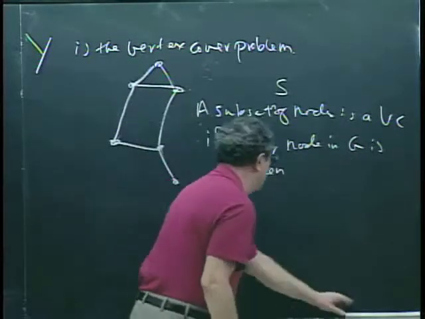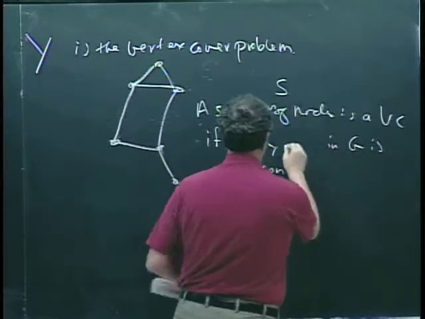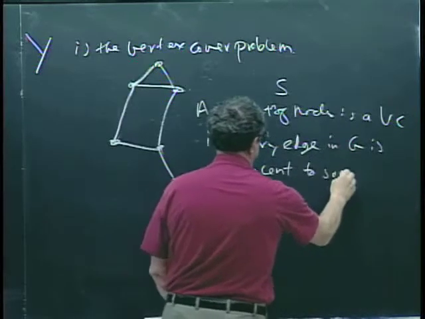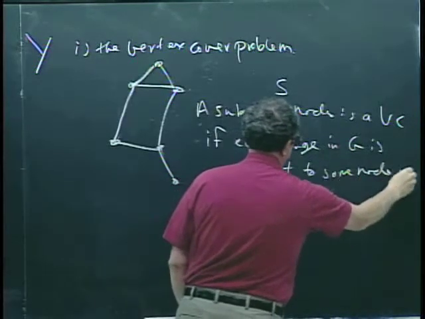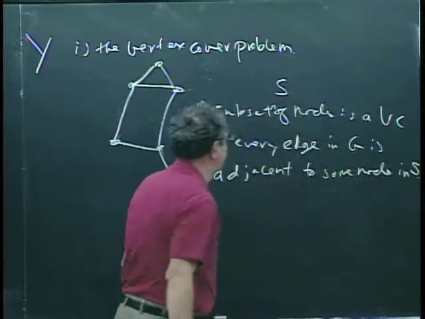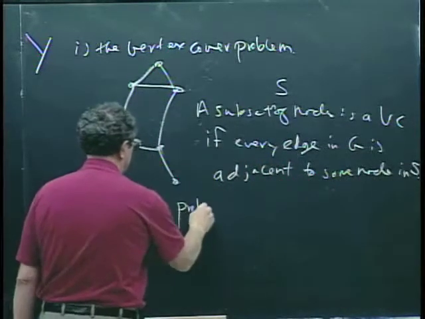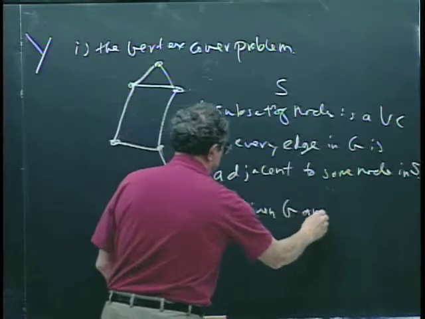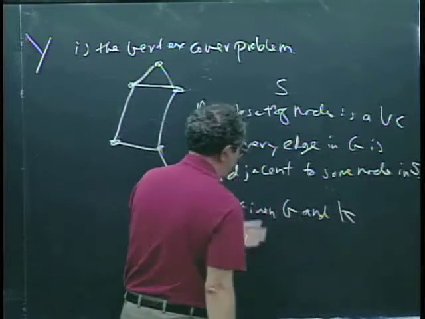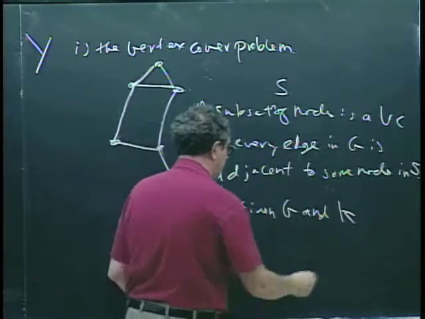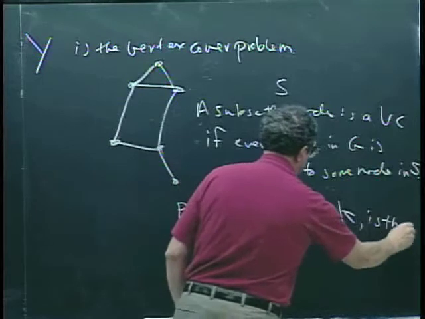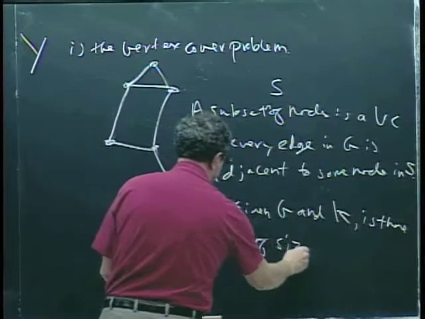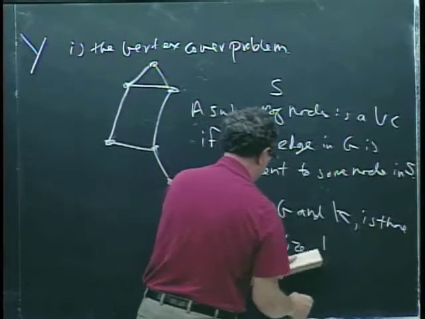Not node, every edge in G is adjacent to some node in S. And then the problem is, given G and, again, a target, which we'll call K, is there a vertex cover of size K?